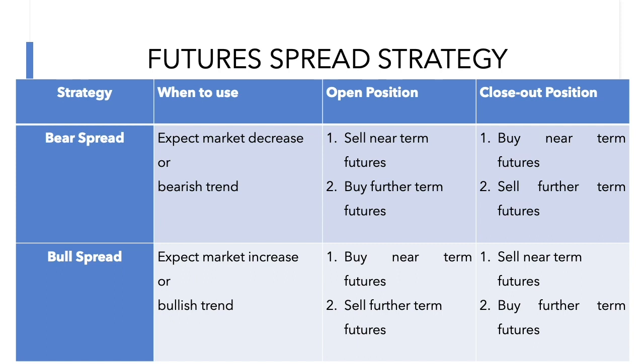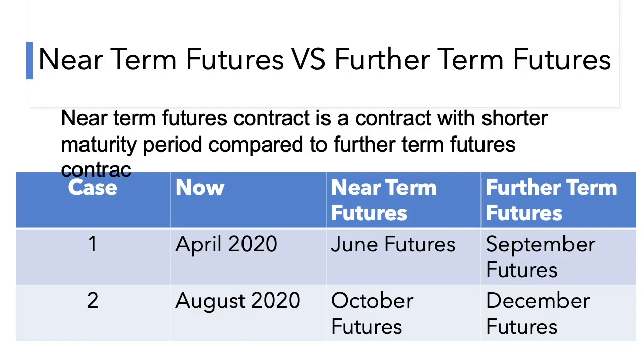The bull spread strategy is used when you expect a bullish trend in the market. You need to enter the futures market and open a position. You buy near-term futures and at the same time you sell further-term futures. To close out your transaction for the bull spread strategy, you sell near-term futures and buy further-term futures.